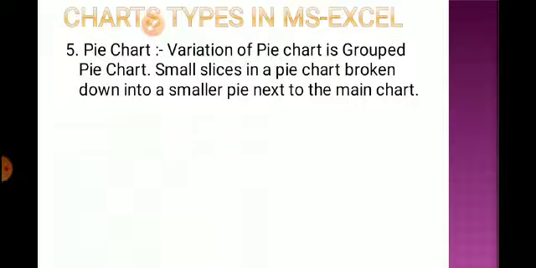The pie chart variation is grouped pie chart. That is a variation of pie chart available in MS Excel, and this variation is grouped pie chart. To make small slices easier to see, these can be grouped together as one item in a pie chart and then broken down into a smaller pie or bar chart next to the main chart. Okay, so simply the small slices in a pie chart broken down into a smaller pie next to the main chart.